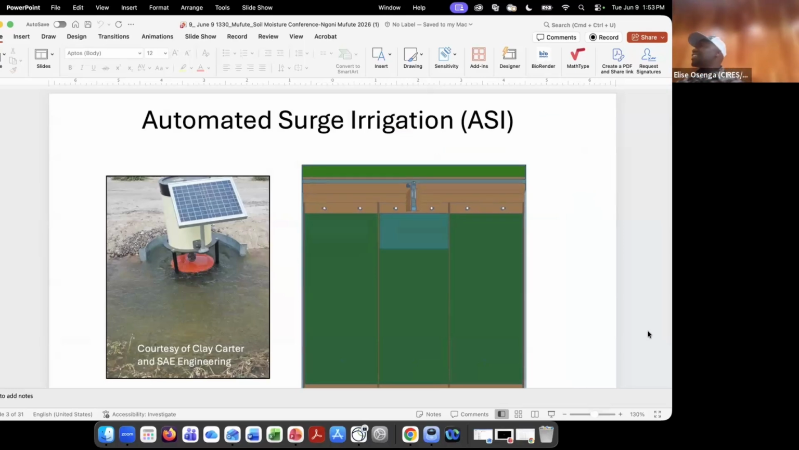The automated surge irrigation that I mentioned is where farmers apply water in pulses, or in surges, within one dike. They use different dikes. So they apply water maybe halfway, then they go to another dike, as I hope the diagram shows of how the water is applied. And it's also automated. That's the other difference from conventional irrigation.